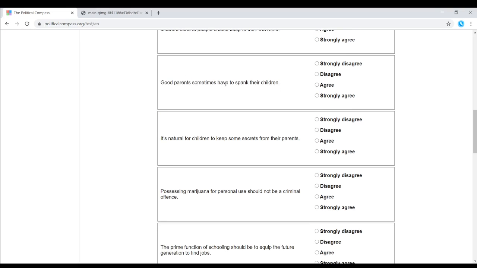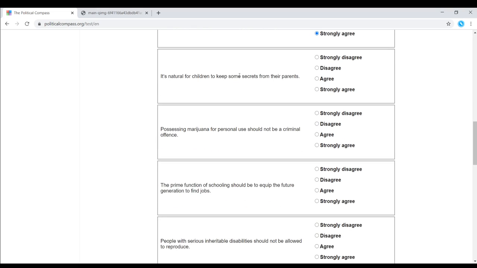Good parents sometimes have to spank their children. I strongly agree with that. I don't think that spanking is the only form of discipline that you should use, but I think the Bible makes it clear when it says, spare the rod, spoil the child. There is a place for spanking, but it shouldn't be your primary form of discipline, but it has its place.